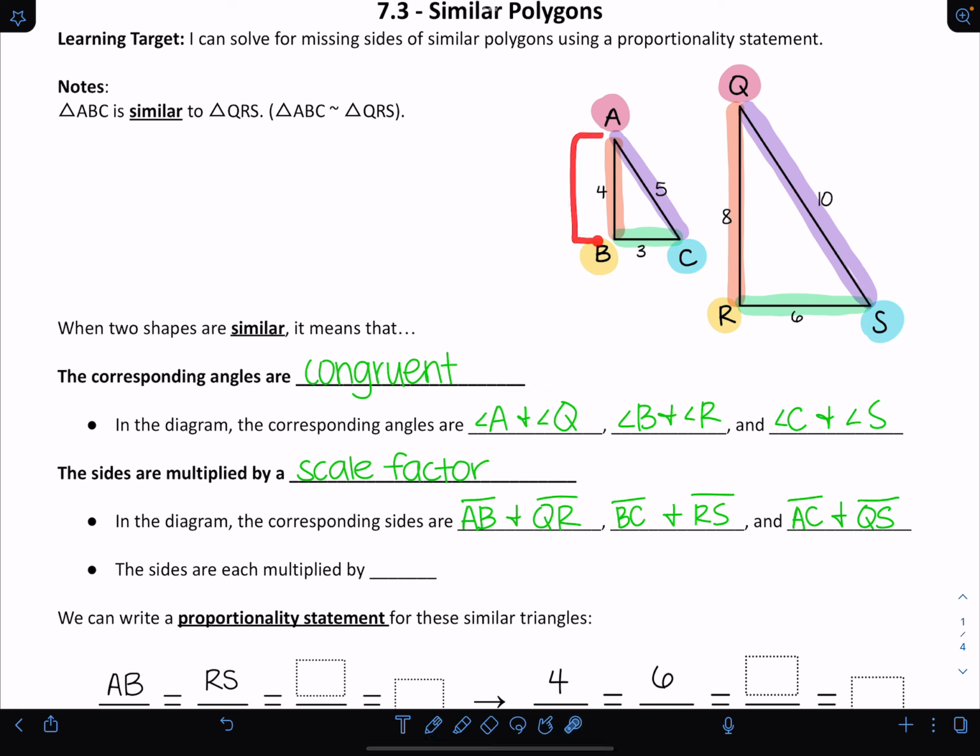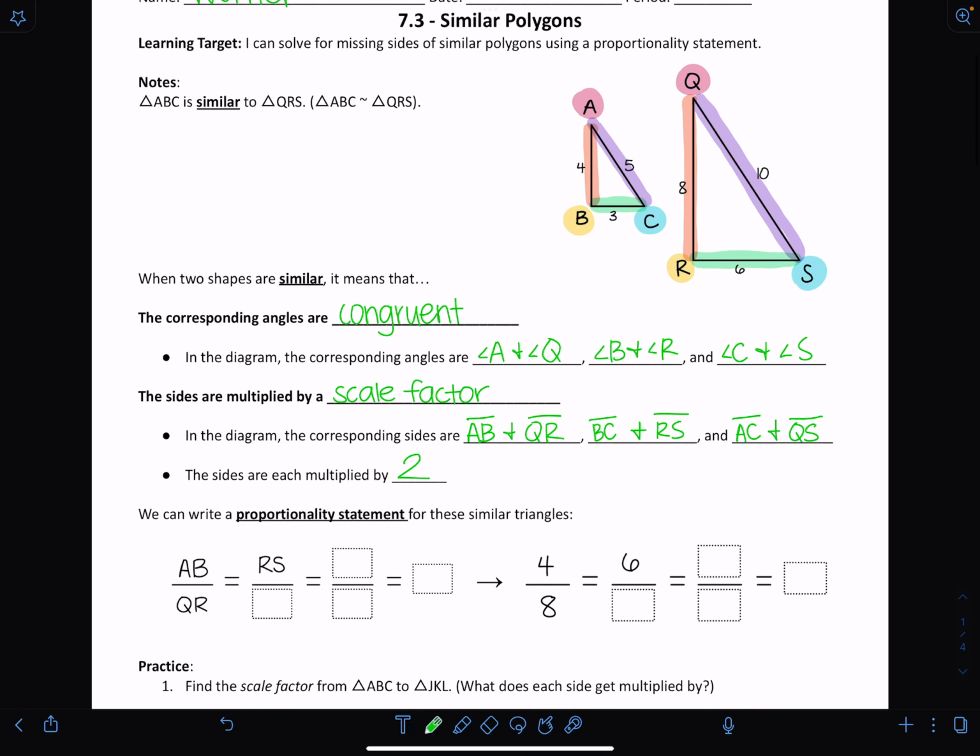And in this picture, each of the sides are multiplied by, well, let's see. If we're looking at just the orange side here, this one is 4 long. And this orange side is 8 long. So to get from here over to here, we had to multiply by 2. Just double check to make sure that that's true for your other sides. We've got 3 on this side and 6 on this side. Yep, that's also going to be times 2. And up here as well, 5 to 10 is times 2. So our last blank, the sides are each multiplied by a scale factor of 2.